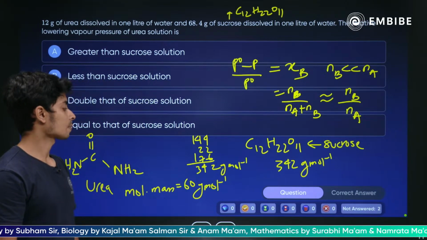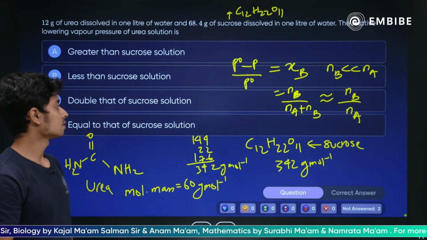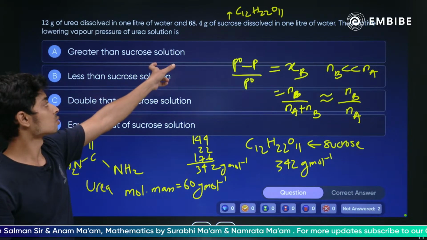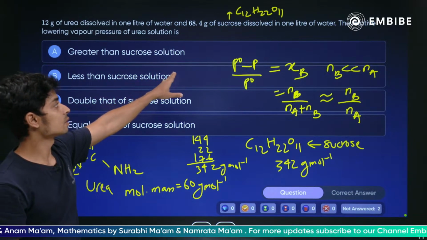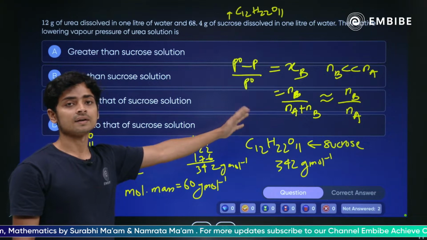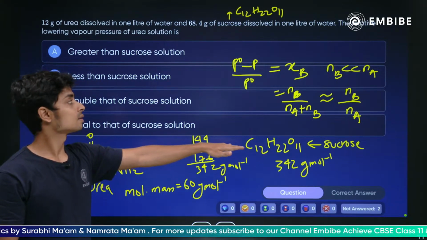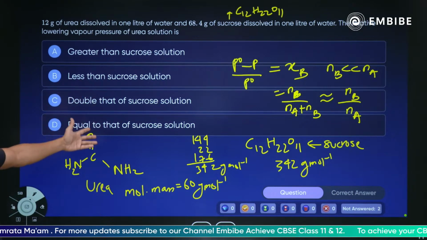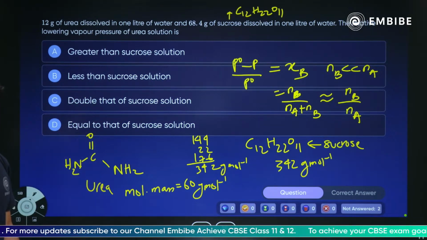Other guys, please give a try. You have to figure out the mole fraction of both urea and sucrose. Whosoever's mole fraction is higher, the relative lowering will be more. The question is the relative lowering of vapor pressure of urea, in terms of sucrose, you have to calculate.